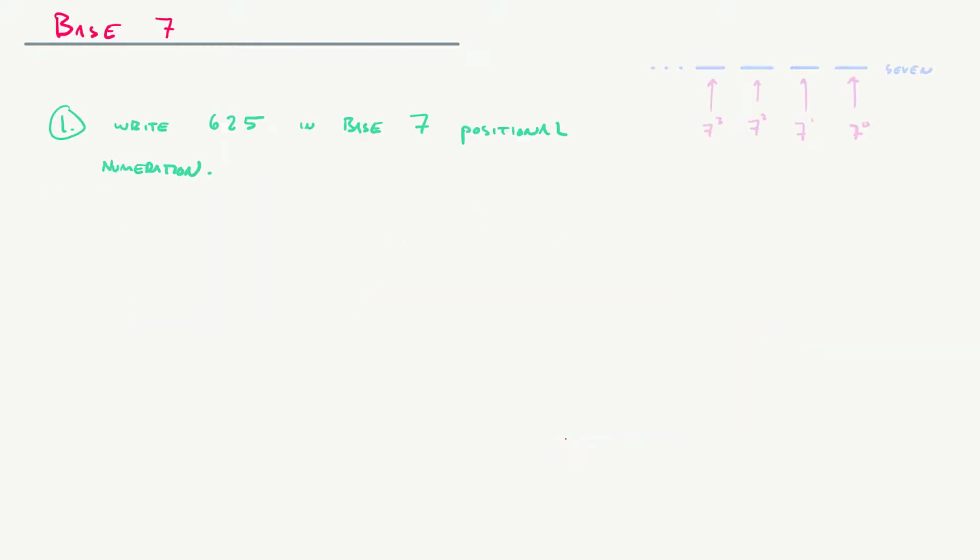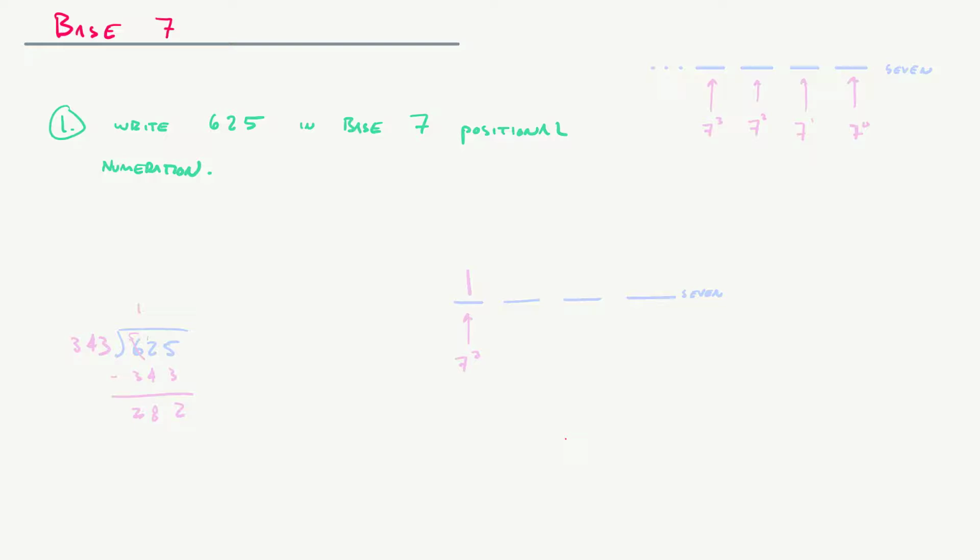Here's another example. Let's say that we want to write the base 10 number 625 in base 7 positional numeration. So what base 7 number has a base 10 value of 625? Well, first we should start off by seeing how many 7 cubes go into 625. 7 cubed is 343, so I'm going to divide that into 625. It only goes in once, though, because if you multiply 343 by 2, you get 686, which exceeds 625. So, okay, it only goes in one time, and that's fine.